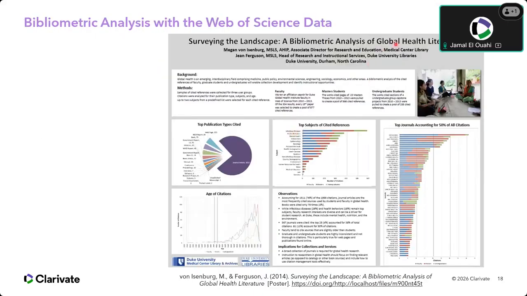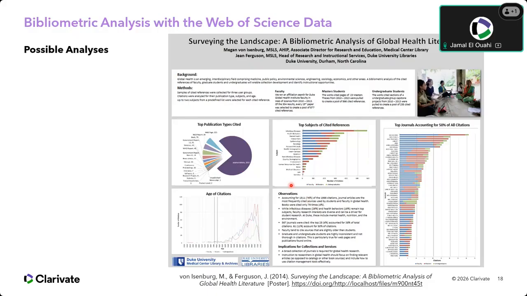Bibliometric analysis of global health literature. We look at the background, what they're interested in, the methods, three user groups, faculty. They look at one specific institution from 2010 to 2013, right? And they also look at different analyses: publication type, which is mainly journal articles, age of citations, top subjects, the observations, and the top journals. Again, that's a classic bibliometric analysis.